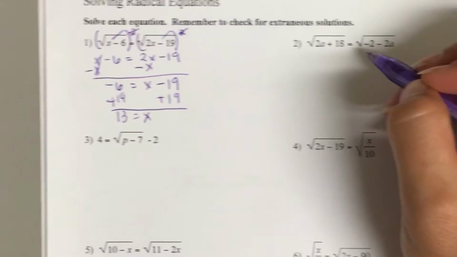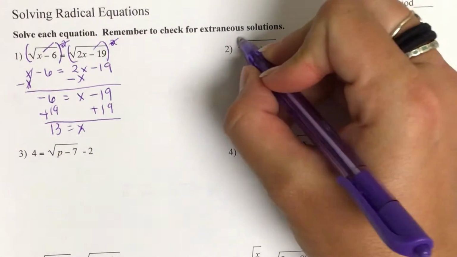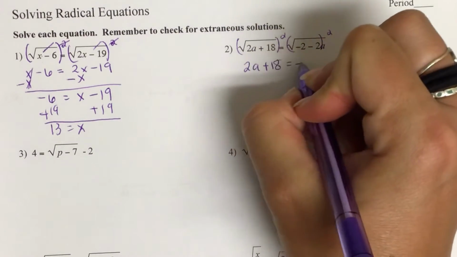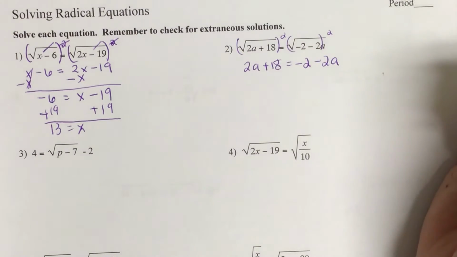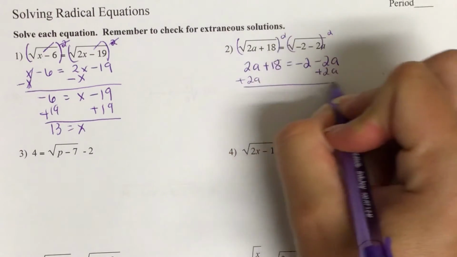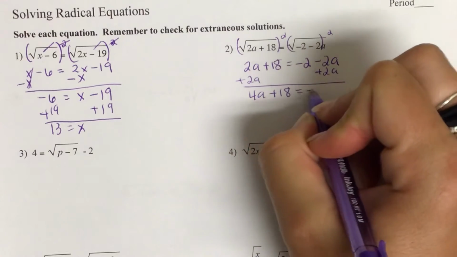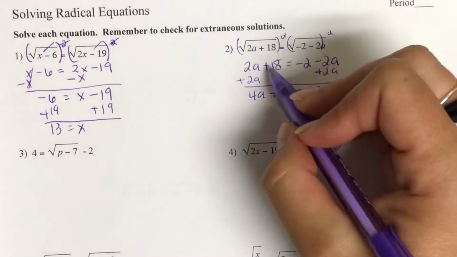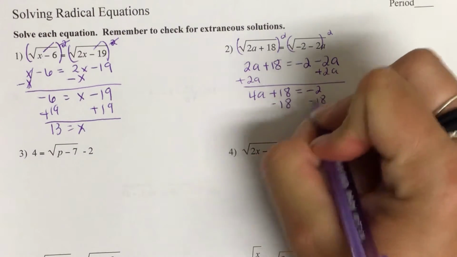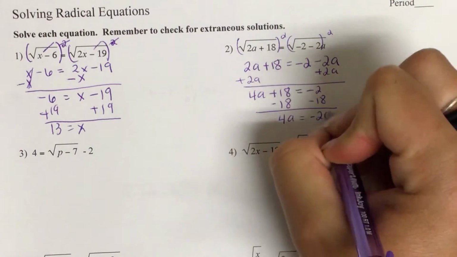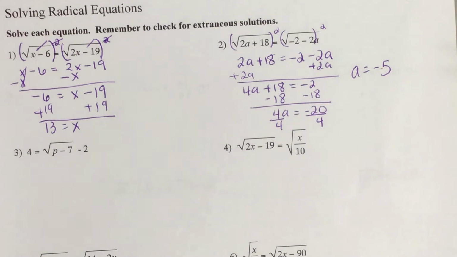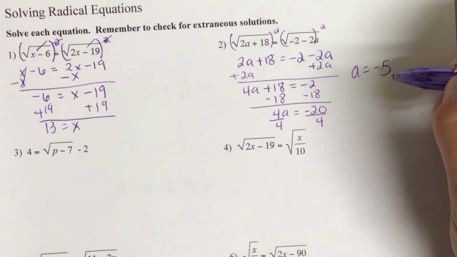All right, so number 2 is the same way. Both sides just have a radical, so we're going to square it. So then I have 2a plus 18 equals negative 2 minus 2a. Okay, now I want to get my a's together. I'm going to add 2a to both sides. Now, if you use a different method here, like if you were to add 2 to both sides first or subtract 18 first, you'd still get the same answer. So minus 18 from both sides, so I get 4a equals negative 20, and then divide by 4, and I find that a equals negative 5. Okay, and again, plug that in and make sure it works.